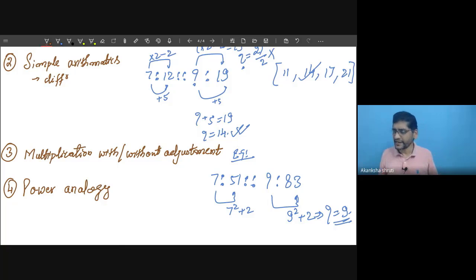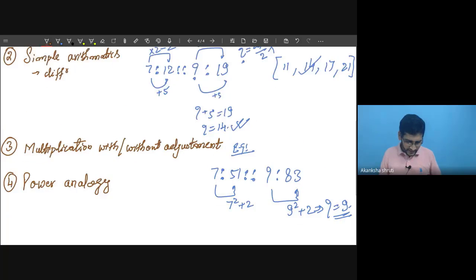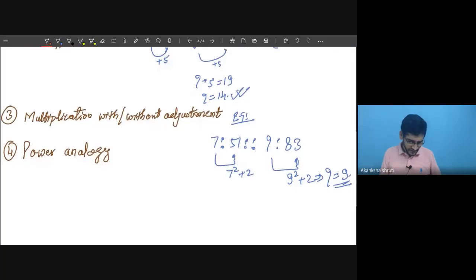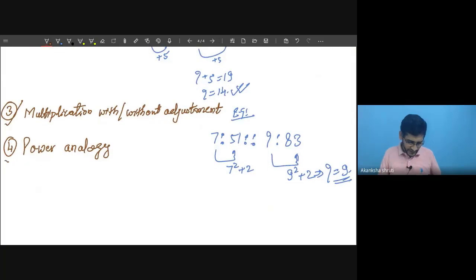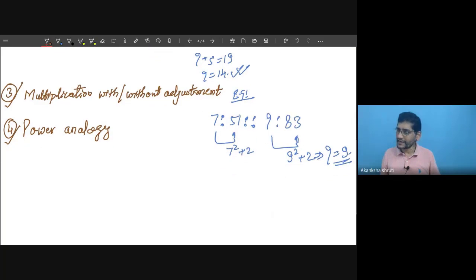Here is the question I have taken, that is fitting with the power analogy. Students, for category 3 and 4, what are the most common relations that you must know? It is possible to have these common relations. So common relations in this case.